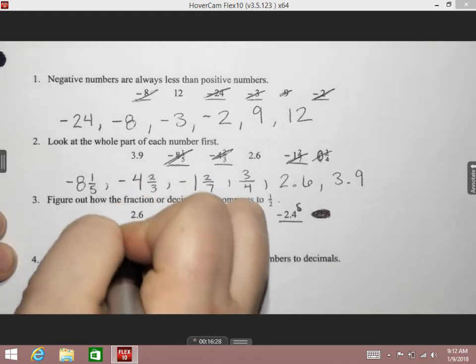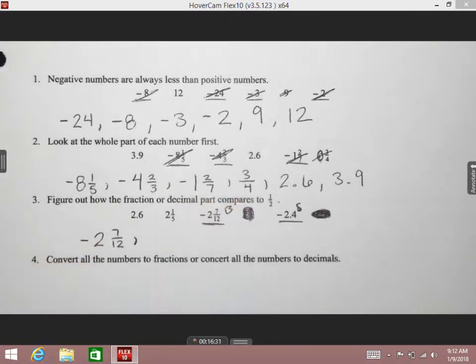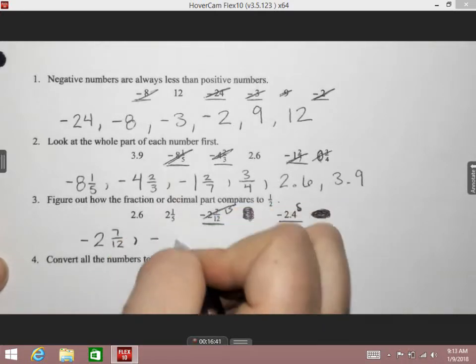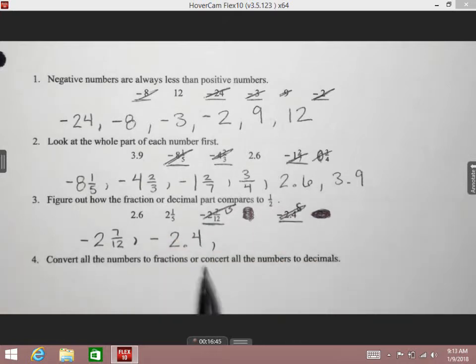-2 and 7/12. So guys, even though those had the same number involved, was I still able to compare them relatively easily? All right, so by comparing them to 1/2, it's going to simplify this a little bit. So after -2 and 7/12, the other negative we have is -2.4. Okay. All right, so now we need to compare these two. 0.6, is it bigger or smaller than 1/2? Bigger. Remember, what's the decimal for 1/2?